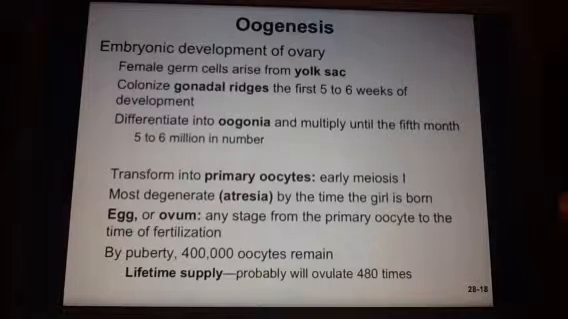At puberty, there are 400,000 oocytes left, and that's a lifetime supply because a normal female would ovulate 480 times. Sounds like a lot when you say it like that, but that is plenty of oocytes for a lifetime supply of ovulation.